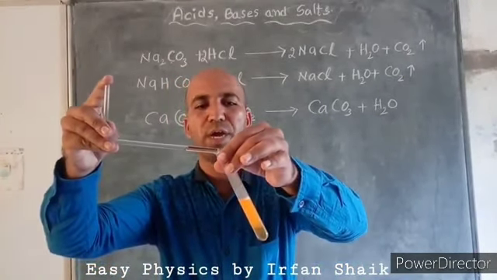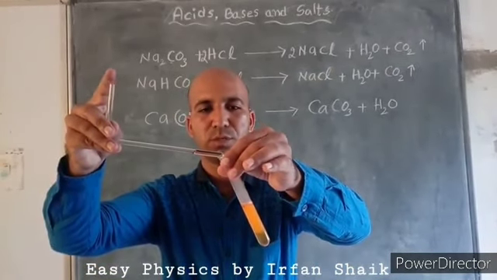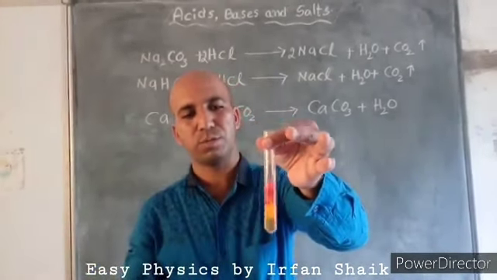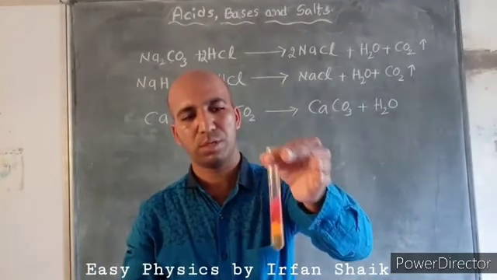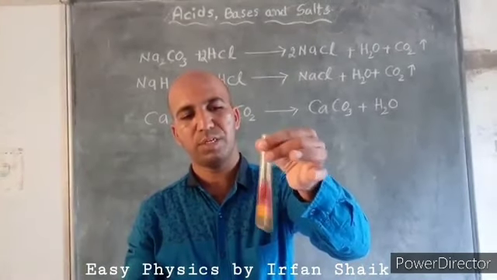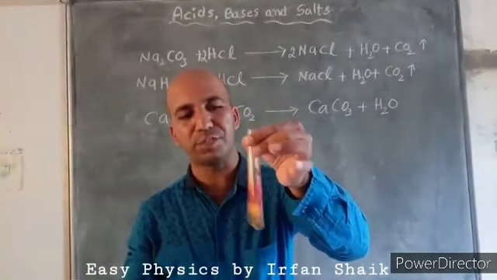So gradually we have to add a few drops of acid to this basic solution, and we have to observe the color variation in this test tube. See, the yellow color is gradually vanishing. If you observe carefully, the yellow color in the test tube is gradually vanishing. And in this test tube, a precipitation has been formed.